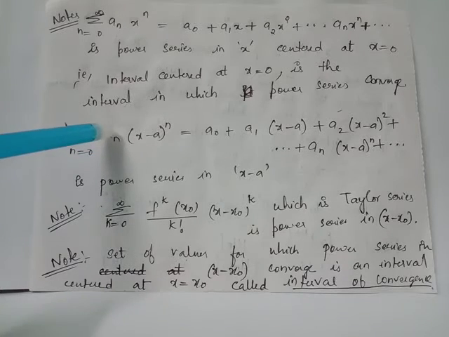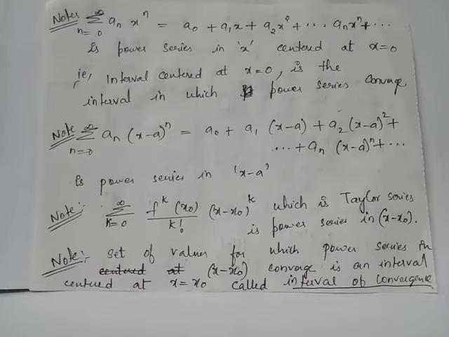For this general term an x minus a the whole raised to n, when you give different values for n starting from n equals 0, 1, 2 etc., this power series can be expanded as a0 plus a1 x minus a plus a2 x minus a the whole square plus etc. plus an x minus a the whole raised to n plus etc.